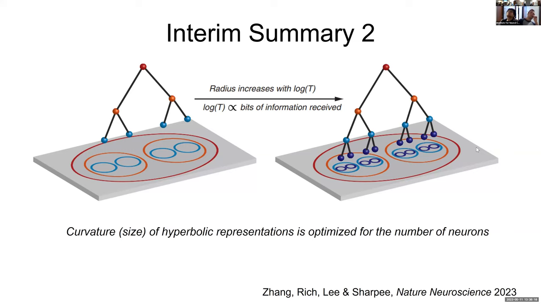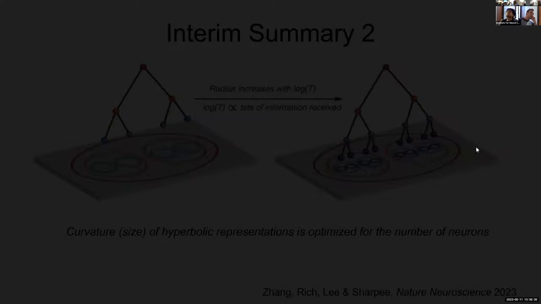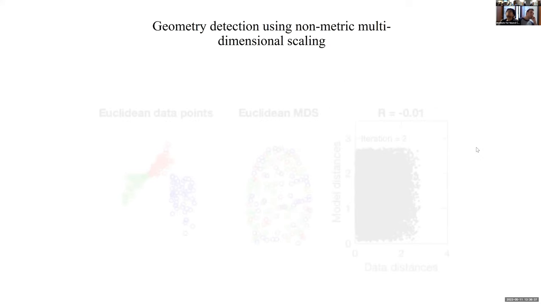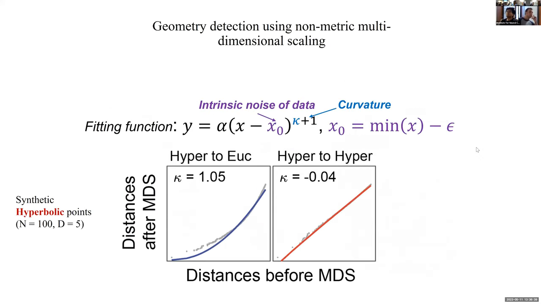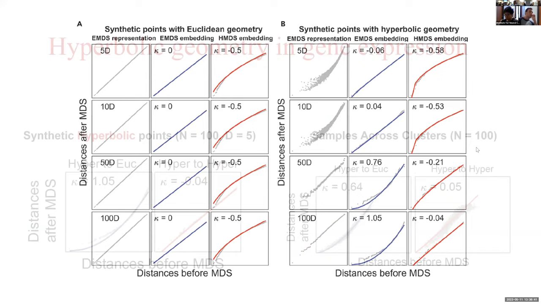So that's the summary of the neural part: with experience, the neural representations become more detailed. They remain hyperbolic, but now have finer detail. And the size of this hyperbolic map is optimized by the number of neurons and it increases with experience. Now I'm going to skip all these gene expression things.